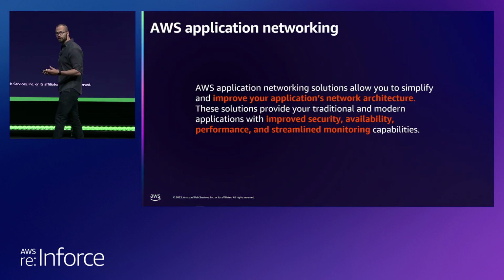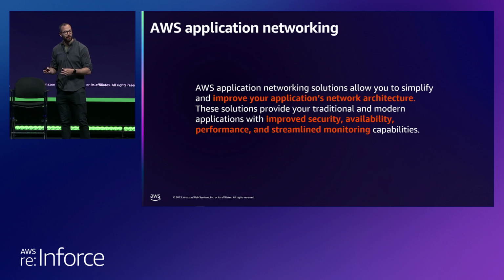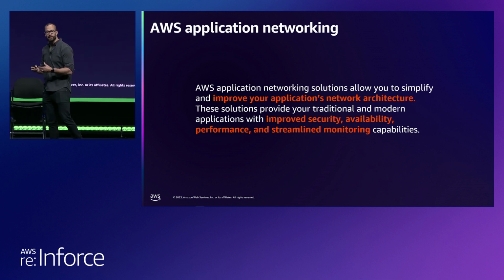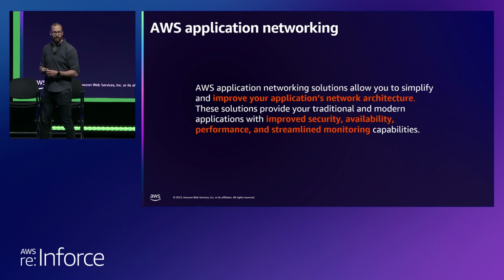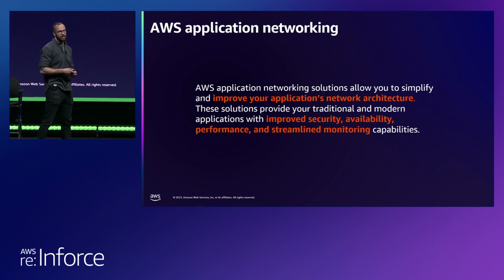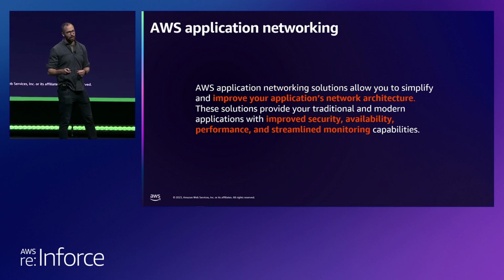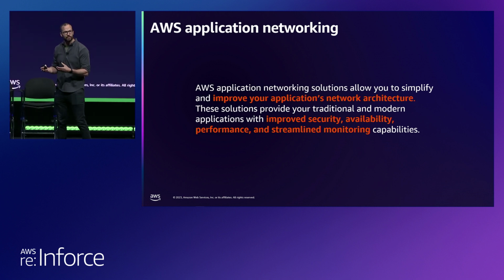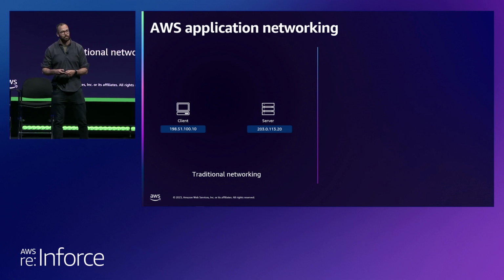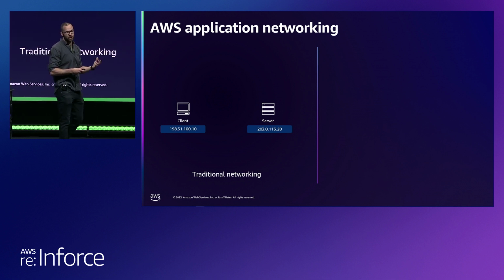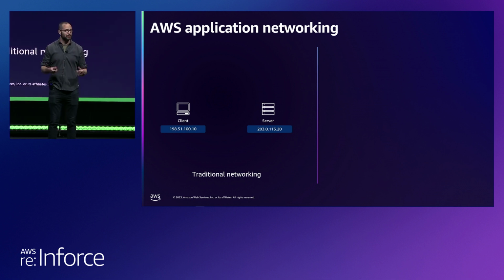Moving on to application networking. Application networking is a set of solutions that allow you to improve your application's networking architecture. And by improve, we mean improve security, availability, and performance. When we talk about application networking, we're looking at using the application layer to have intelligent navigation of traffic within your network. So if we compare application networking to traditional networking, let's explain traditional networking.